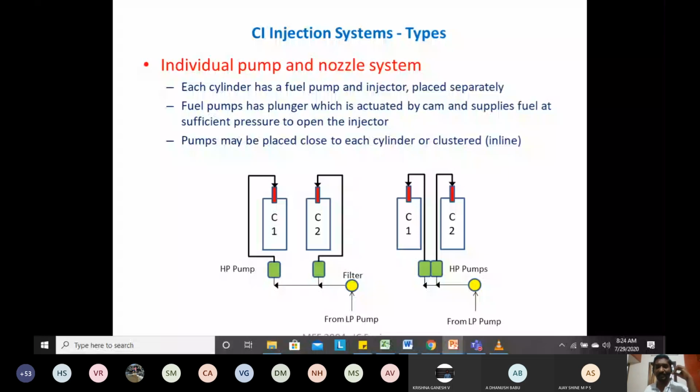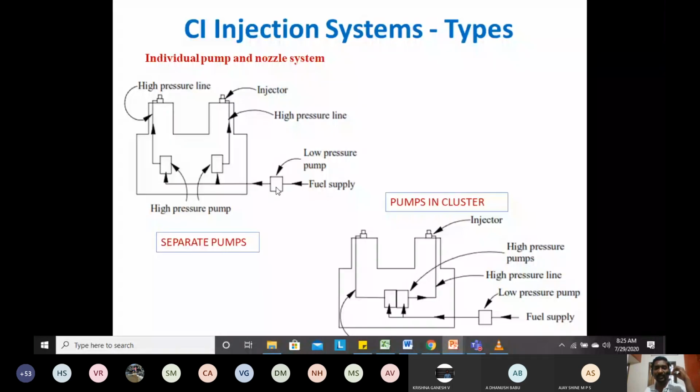I'll show you one more diagram for this. Here you can see fuel from the fuel oil tank passes through the low pressure pump, which is the fuel supply pump, and it comes to the high pressure pump. Separate pumps for the individual cylinders. So this is the high pressure line, and it comes to the fuel injector. This is the individual pump and nozzle system arrangement where the pumps are separate.